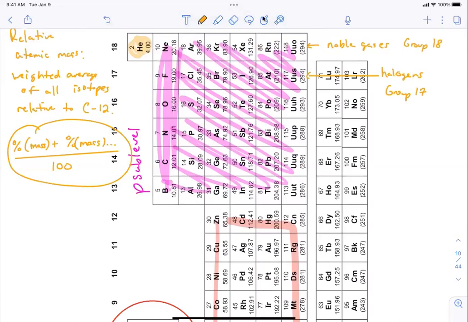Now, is it closer to one or the other? That's fine. Depending on the weighted average, that's okay. But it has to be between those two values. So if you don't get a number between those two values, then you made a mistake and you need to go back and fix it. Everything has to make sense in chemistry. Okay.